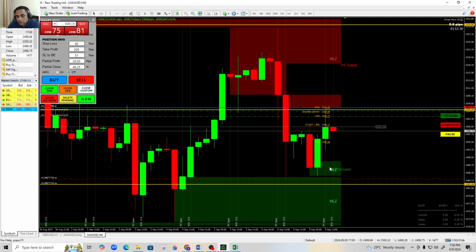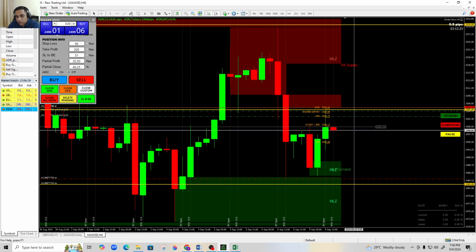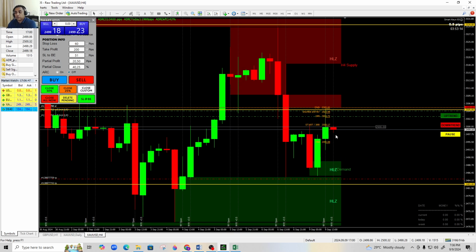Either way, it cannot do anything until it collects liquidity. Because for the price to make a 125 or 130 pip move down, it needs a lot of volume. And to get volume, it needs to collect orders of the opposite side.